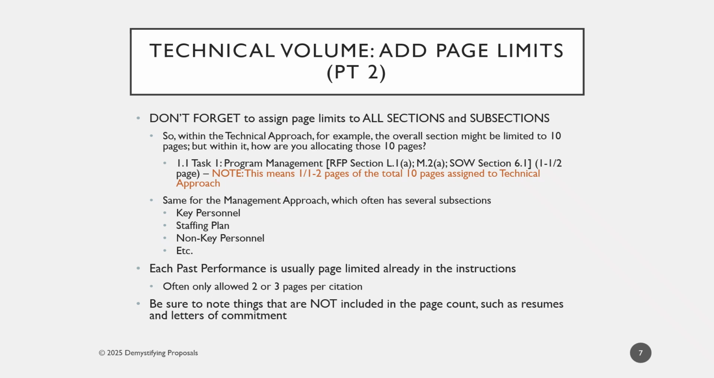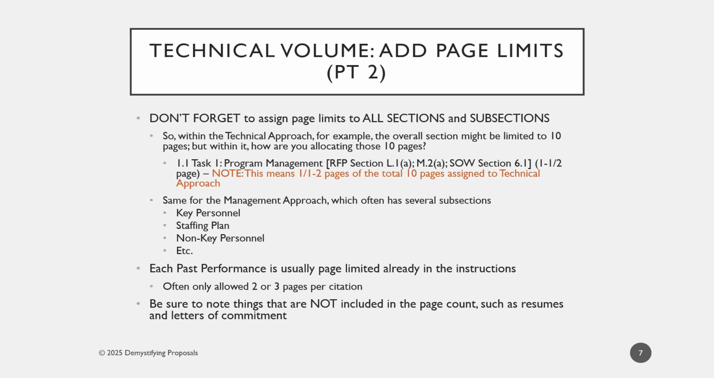Don't forget to assign page limits to all sections and subsections. So within the technical approach, for example, the overall section might be limited to 10 pages, but within it, how are you allocating those 10 pages? So using the same example as we had before, task 1 program management, we're assigning a page and a half to that section. That doesn't mean that it's a page and a half on top of the additional 10 pages. It's a page and a half within the 10 pages of the technical approach.